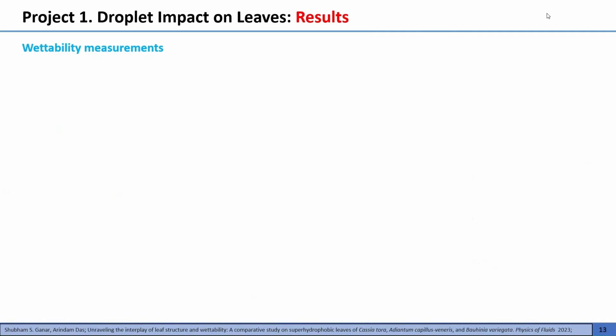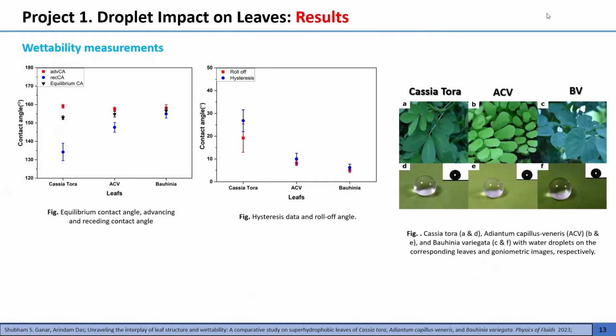Then we did the wettability measurements. This graph shows the results of the wettability measurement. As you can see in the first plot, all the leaves have a superhydrophobic property and are superhydrophobic in nature. That is, the contact angle is greater than 150 degrees.